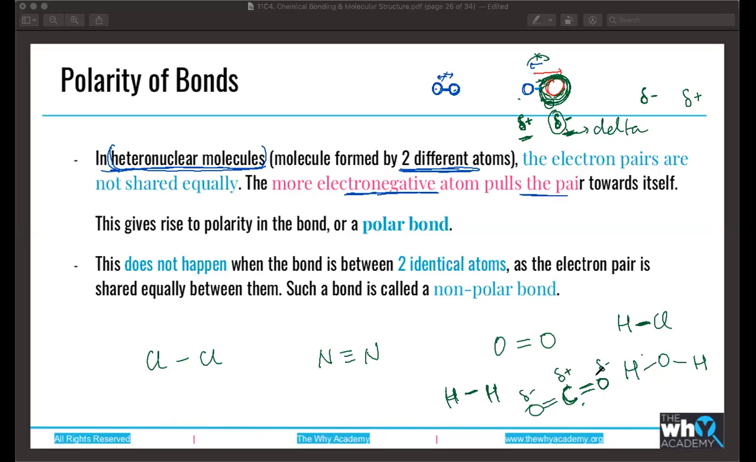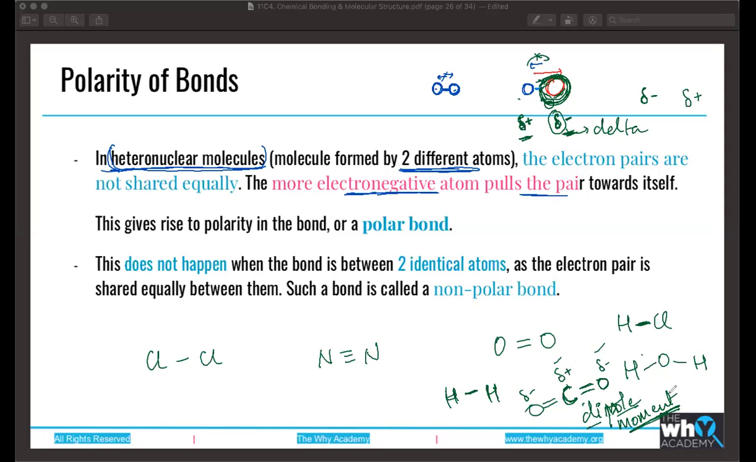Now, because we are talking about charge separation, polarity of bonds is quantified. It's a physical quantity that you can measure, and that quantity is called dipole moment. Dipole, because there are two poles, a positive side and a negative side, and it is the moment associated with it.